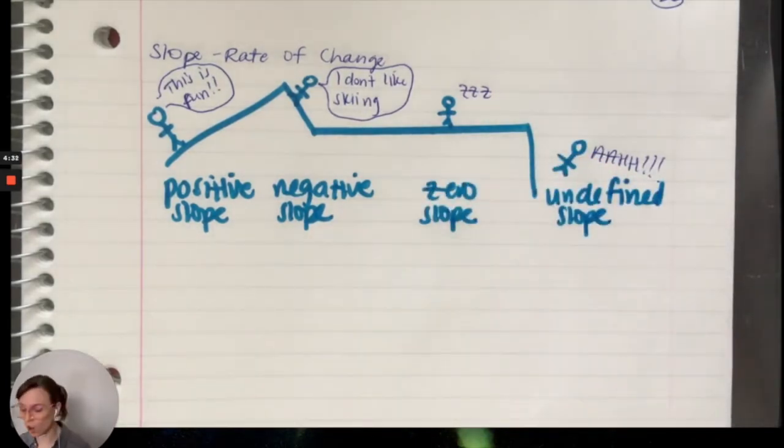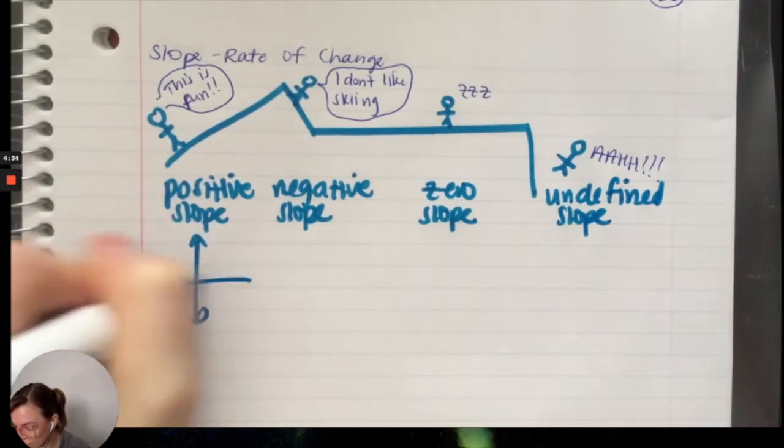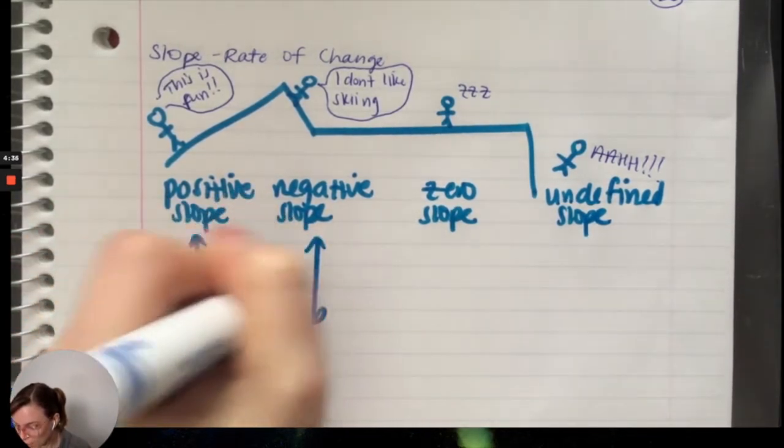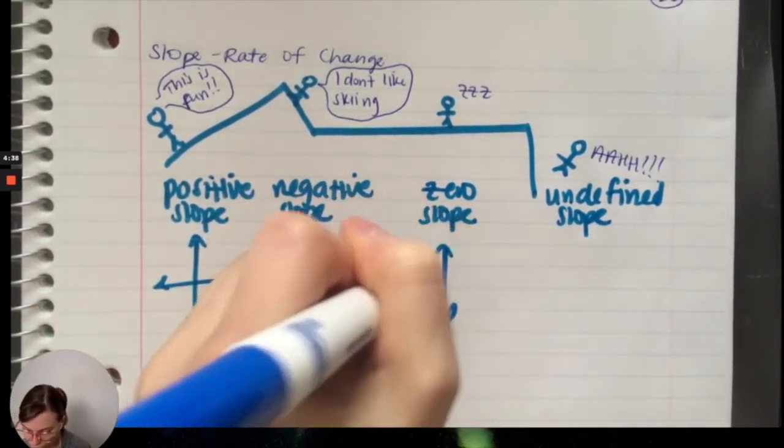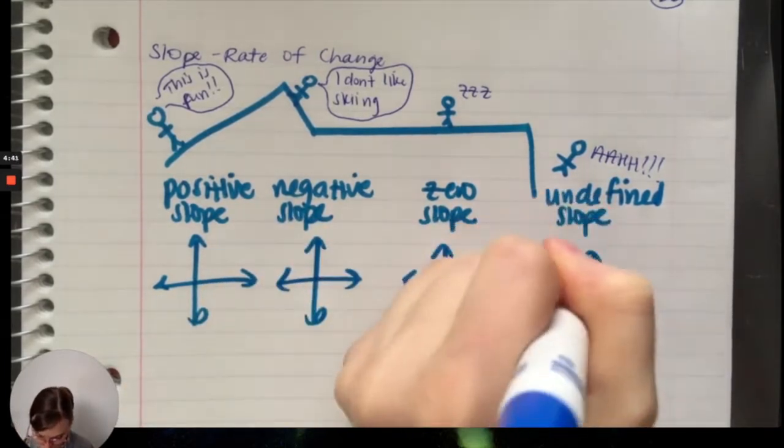And we can see these on graphs. So I'm going to make quick sketches for each of these. And then I'm going to use a different color to draw the graph on them. That way it's clear.